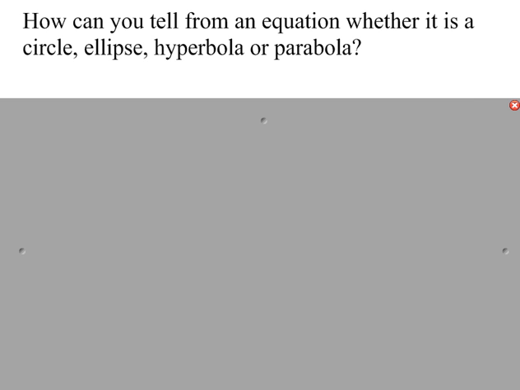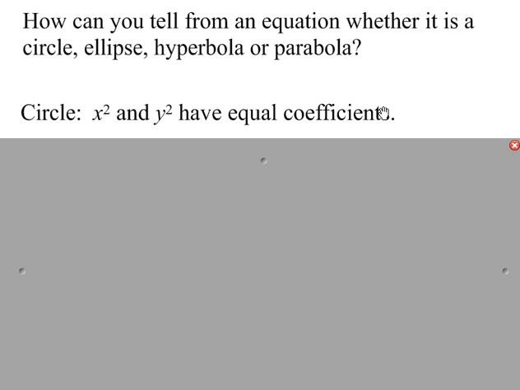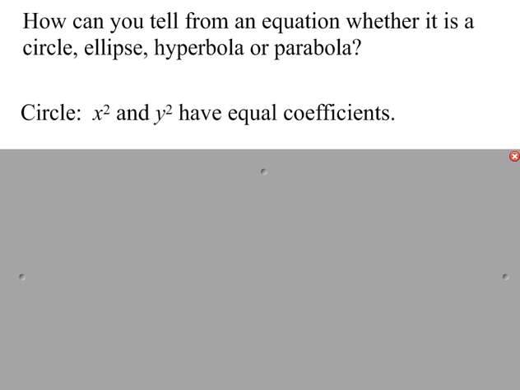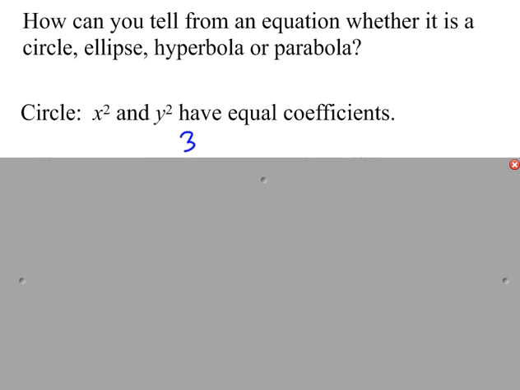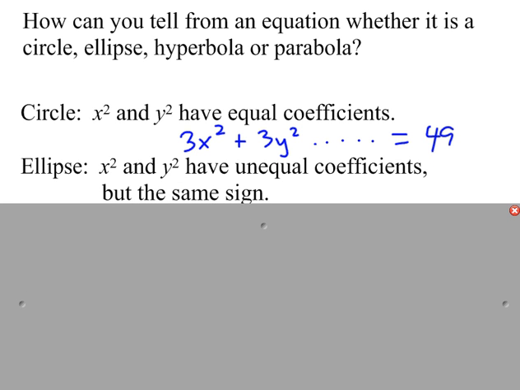All right, so we are going to talk about the 4 different conic sections: circle, ellipse, hyperbola, or parabola. So these are our basic guidelines into figuring out what's the difference. When you're looking at an equation, if you see x squared and y squared, and they have the same coefficients, like 3x squared plus 3y squared, I don't even care anything else outside of there, that is a circle.